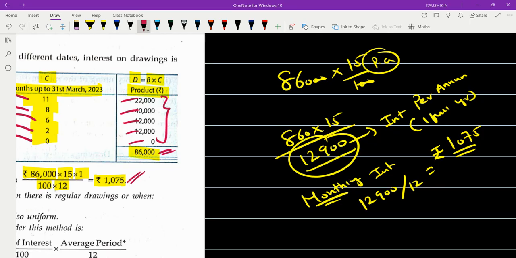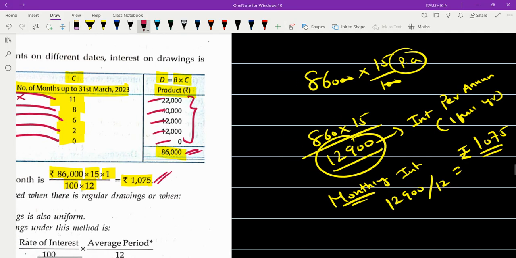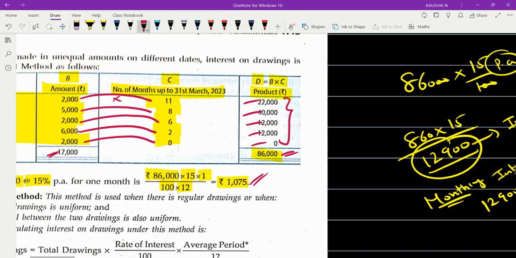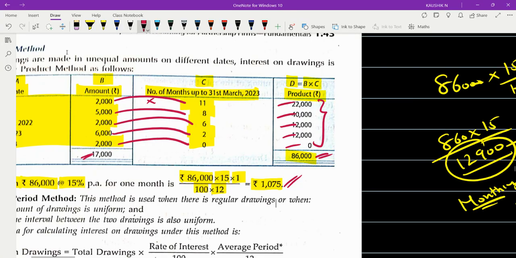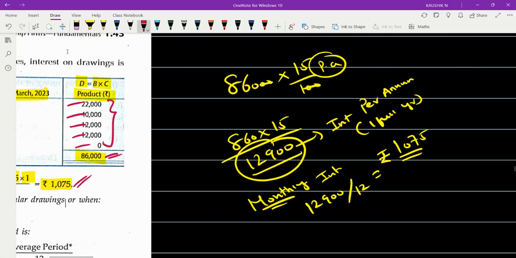You have to declare the answer as interest per month. You're not going to calculate per annum interest. That's the reason you are showing it for 1 month. You will understand the concept.